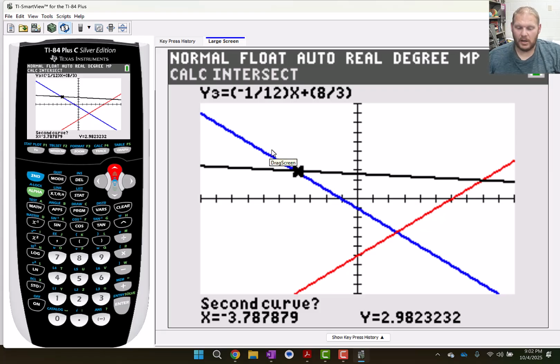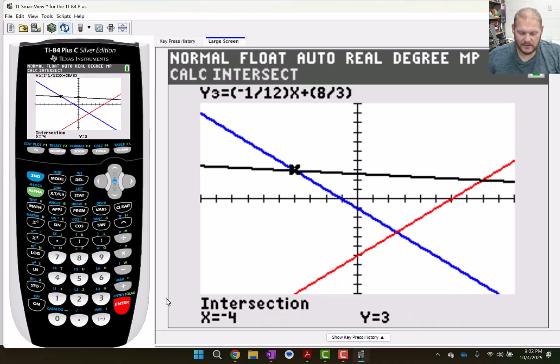So I want to go back to now find where my blue and my black one, my equation 3, intersect each other. So now I've jumped all the way up there. You can click enter and take a guess, and it gives you that negative 4 comma 3 is that intersection. So negative 4 comma 3 is my second intersection point.